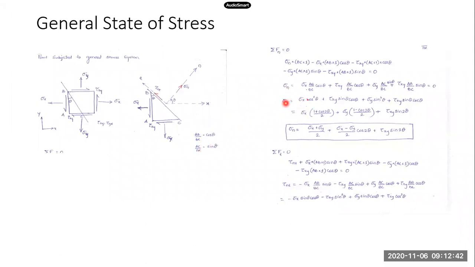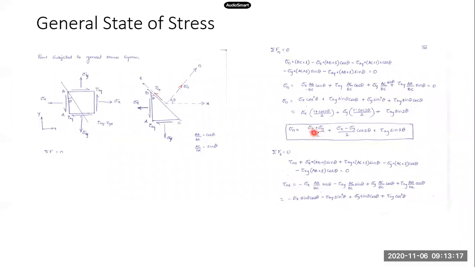So accordingly, when I substitute for those trigonometric ratios in this equation and simplify, I'll be getting the equation for normal stress on this inclined plane. What is sigma n on this inclined plane? Sigma n is sigma x plus sigma y by 2 plus sigma x minus sigma y by 2 into cos of 2 theta plus tau xy into sine of 2 theta. If I simplify this term, this is what I'll be getting. So this sigma n, now we are getting it in terms of the applied stresses.